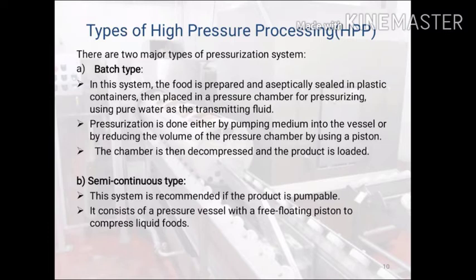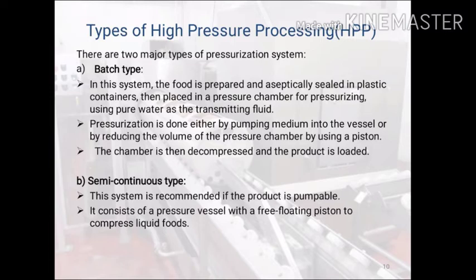In batch type, the food is prepared and aseptically sealed in plastic containers, then placed in a pressure chamber for pressurizing using pure water as the transmitting fluid. In this system, pressurization is done either by pumping medium into the vessel or by reducing the volume of the pressure chamber using a piston. After this, the chamber is decompressed and then the product is unloaded. We know that most industrial high pressure machines used for food processing are batch systems, which can be used for both solid and liquid foods.